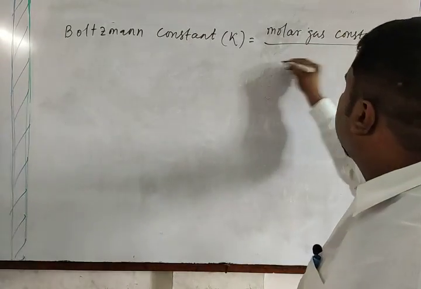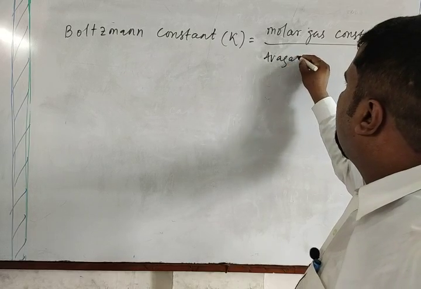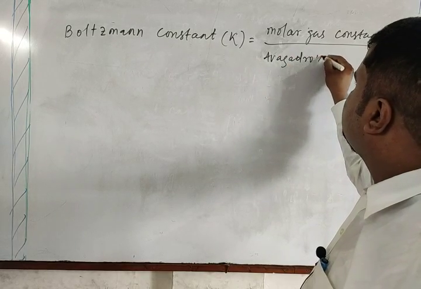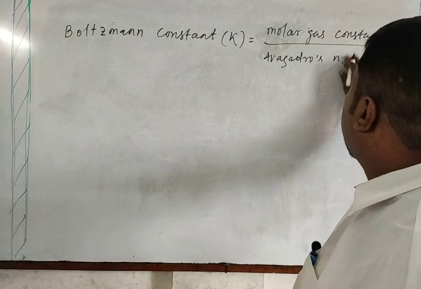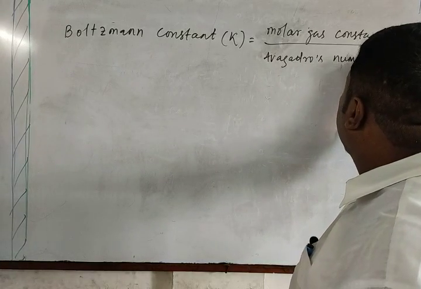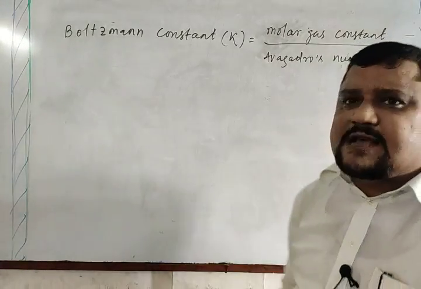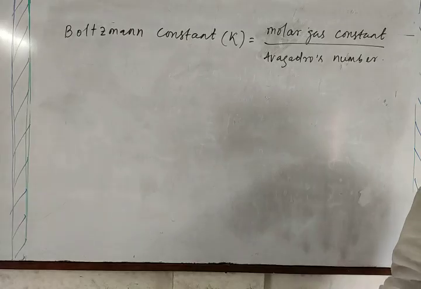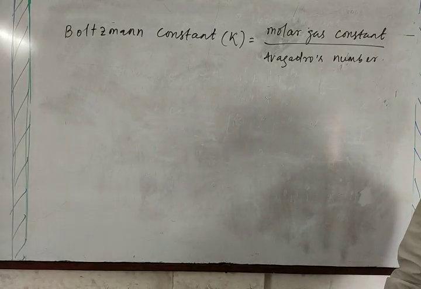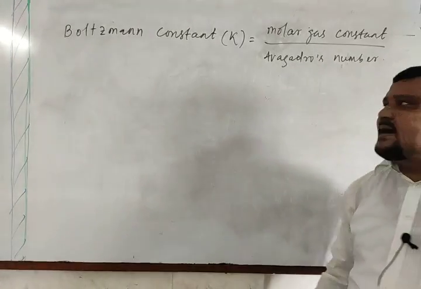Molar gas constant by Avogadro's number. Already you know what Avogadro's number is. One mole of a substance contains how many particles or atoms? That is 6.023 into 10 to the power 23. That is the Avogadro's number.